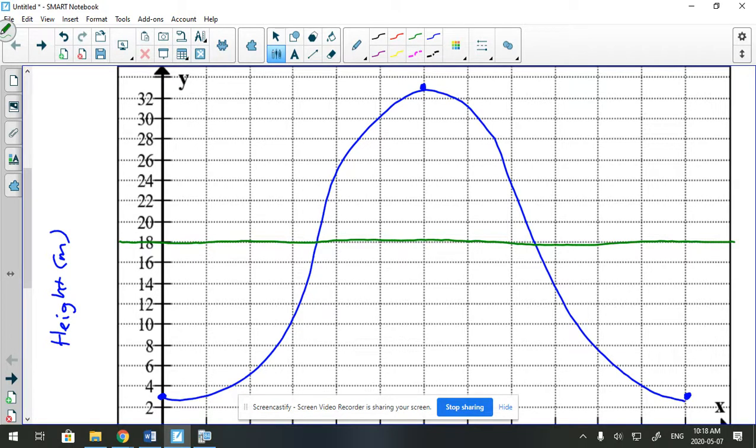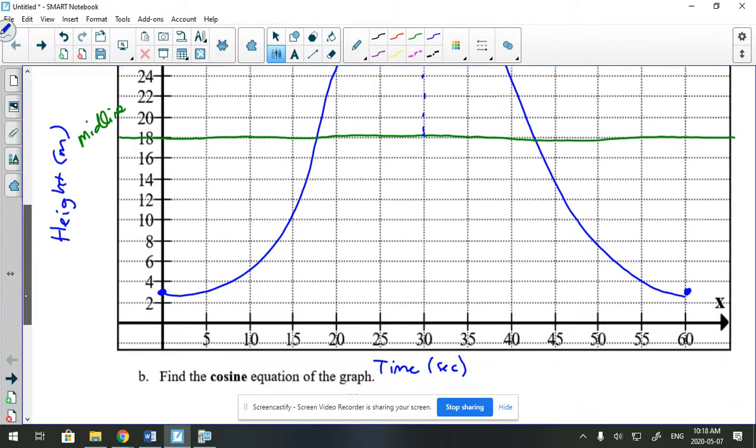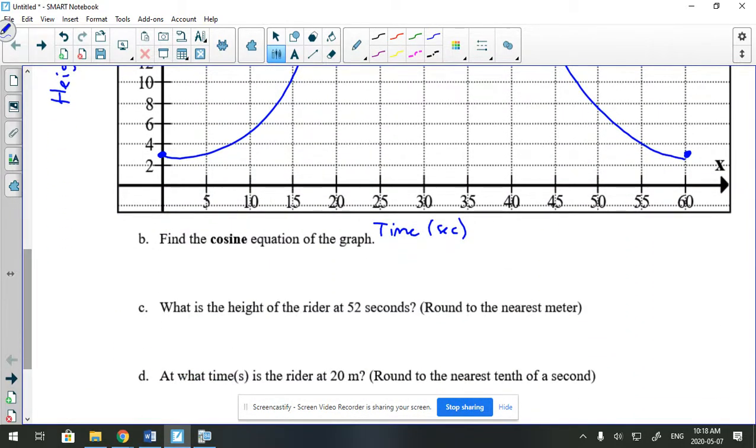Take away 15, I get 3. Add 15, I get 33. That's exactly in the middle. So it's going to help me with my equation. Now we can figure out our amplitude. If you look at your midline, here's my amplitude. You can see that it is 15 above your midline. So I know my A is 15.